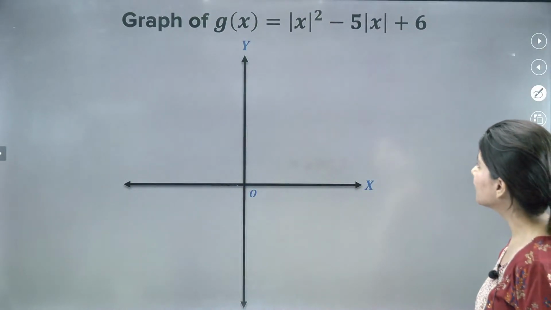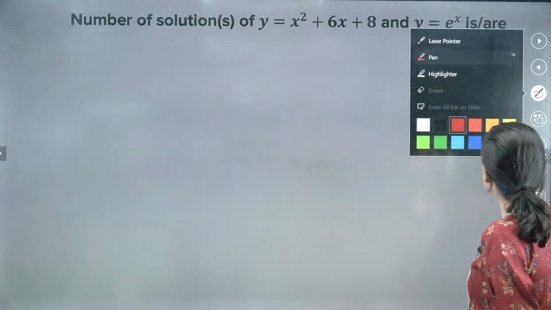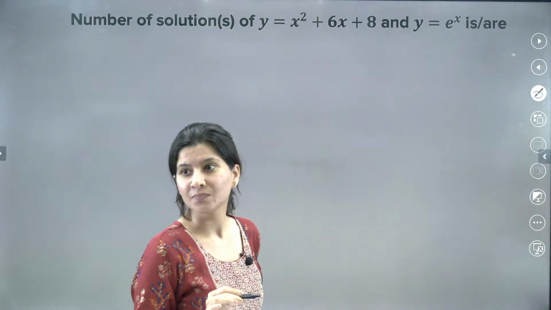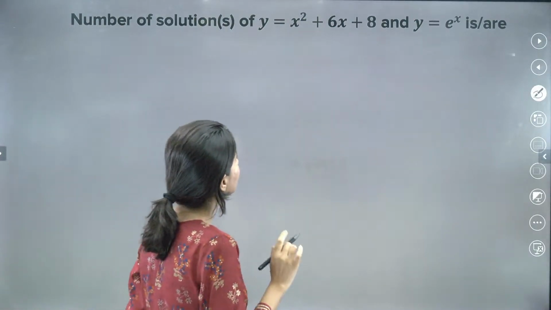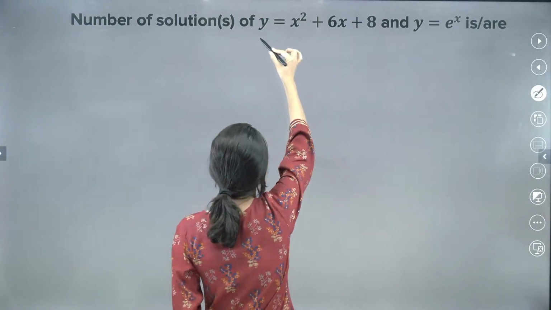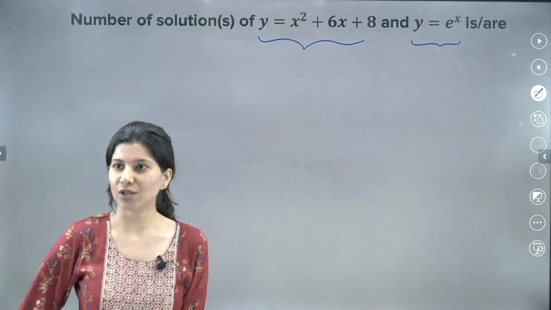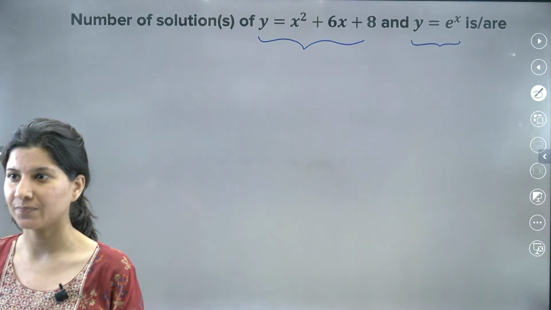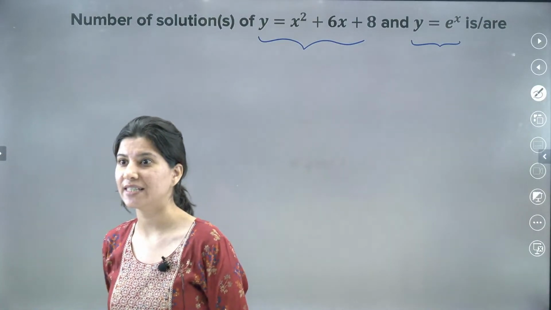Okay, next question. Let us move on to the next problem. The problem is saying that the number of solutions of this and this are. Let us see how many of you are able to do it correctly. This is your question. Let's see in the chat box how many solutions.